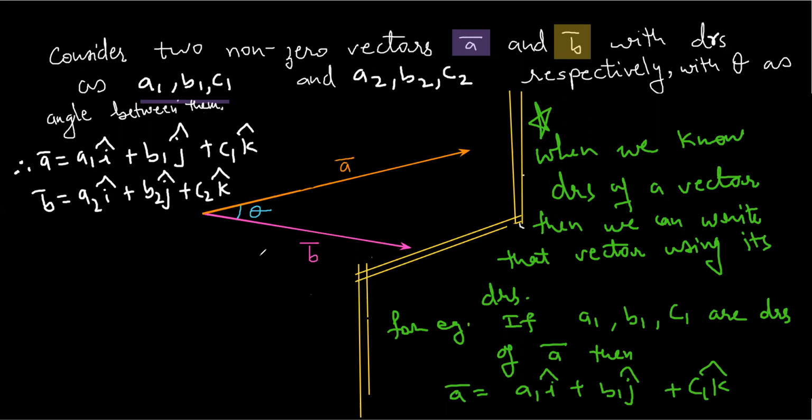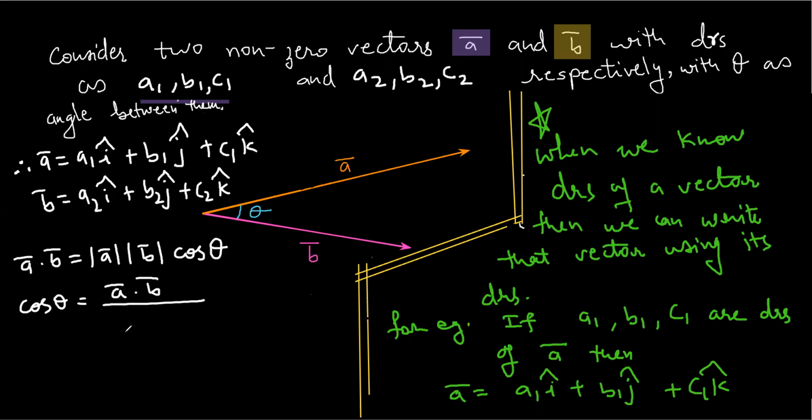Okay. What I will do now, once I got the vectors, I will write their dot product. So here, A bar dot B bar, as we all know, is mod A bar mod B bar cos theta. So I will get cos theta as A bar dot B bar divided by mod A bar mod B bar.